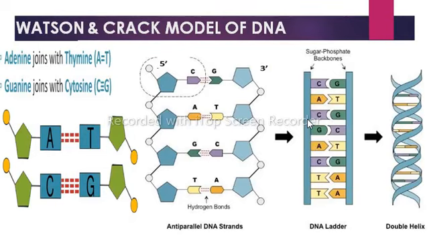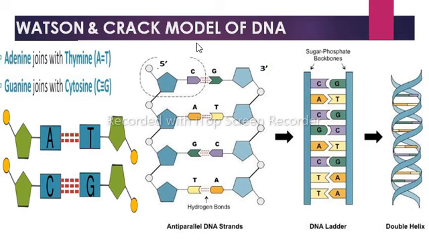In this video lecture we will discuss the Watson and Crick model of DNA, structure of DNA and also different forms of DNA. Let's start. Watson and Crick model of DNA. In 1953, two scientists Watson and Crick presented a model of DNA known as the Watson and Crick model of DNA.